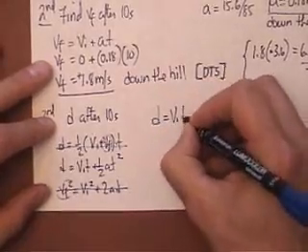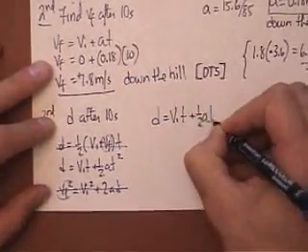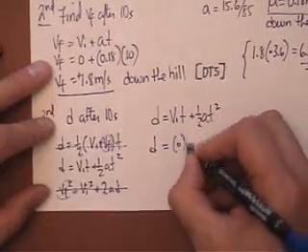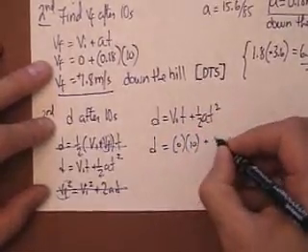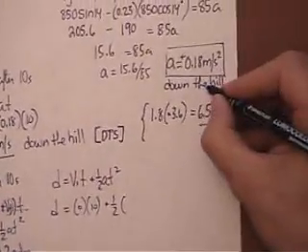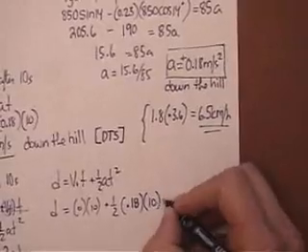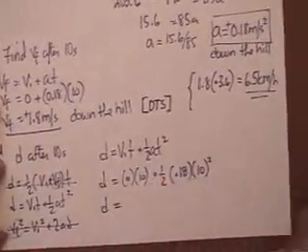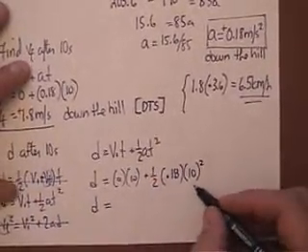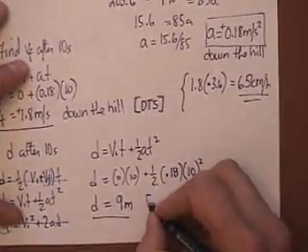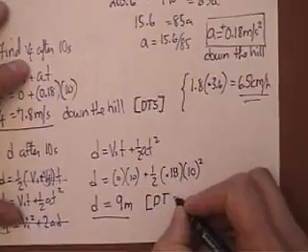D equals Vi t plus 1/2 a t squared. D equals, my initial velocity is 0, travels for 10 seconds. My acceleration is 0.18. And time is 10 squared. That ends up equaling 9 meters down the slope.